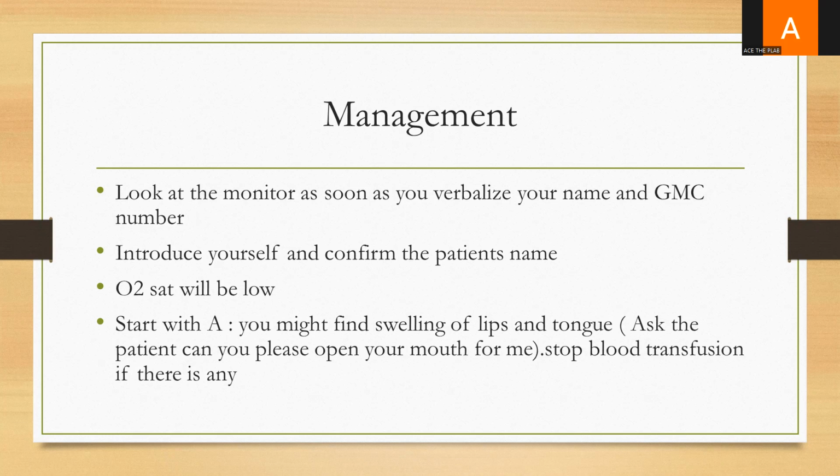To manage anaphylaxis in the Simman, as I told you already in the general approach, as soon as you enter the cubicle and verbalize your name and GMC number, you need to look at the monitor. Once you look at the monitor, you will find that oxygen saturation is low, respiratory rate is high, and blood pressure might be low or it might be normal. So you know that there's a problem with oxygen saturation, so we will start with airway, breathing, and then move on to circulation.